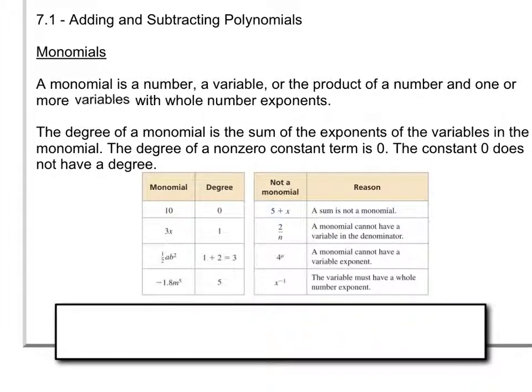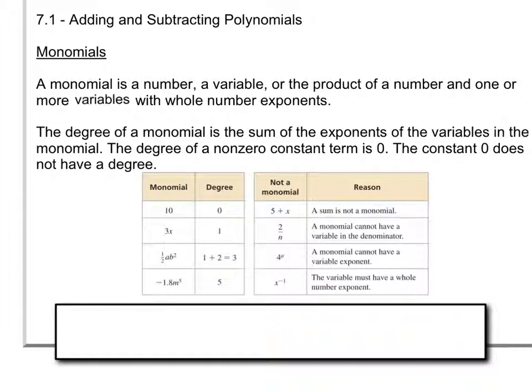The degree of a monomial, that's an important vocabulary word, degree, of a monomial is the sum of the exponents of the variables in the monomial. And the exponents on numbers do not matter. It's only the exponents on the variables. The degree of a non-zero constant term, or just a number, is 0. And 0 as a constant does not have a degree.